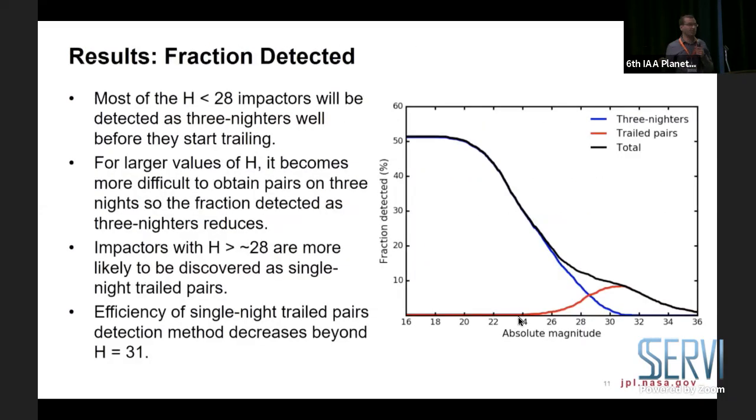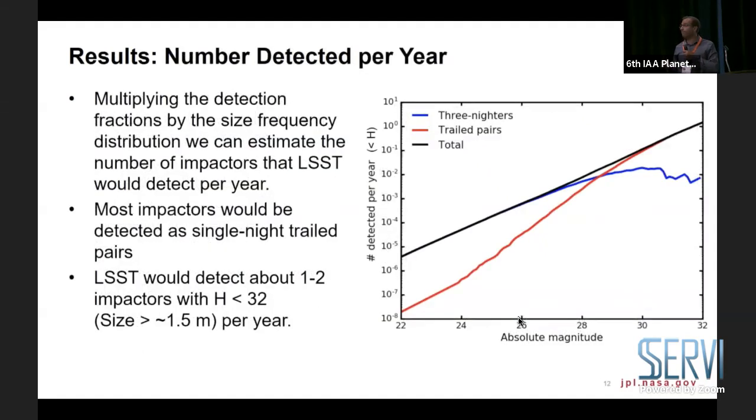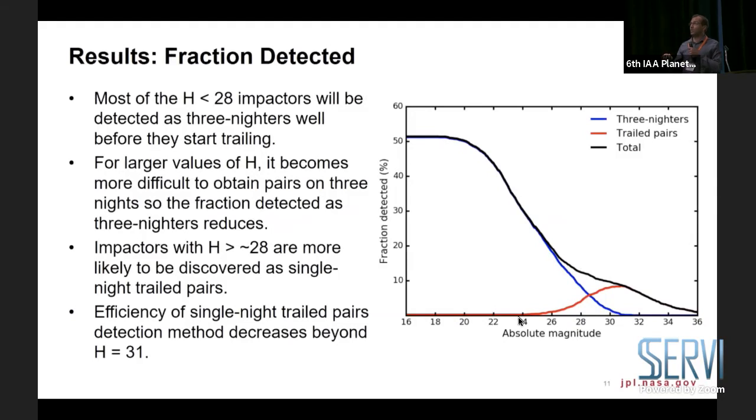So getting to the results, this figure shows the fraction of impactors that were detected in the simulation as a function of absolute magnitude. For the really bright ones, less than H equals 22, almost all of them are detected. The blue curve, which overlaps the black curve here, shows the fraction detected as 3-nighters.